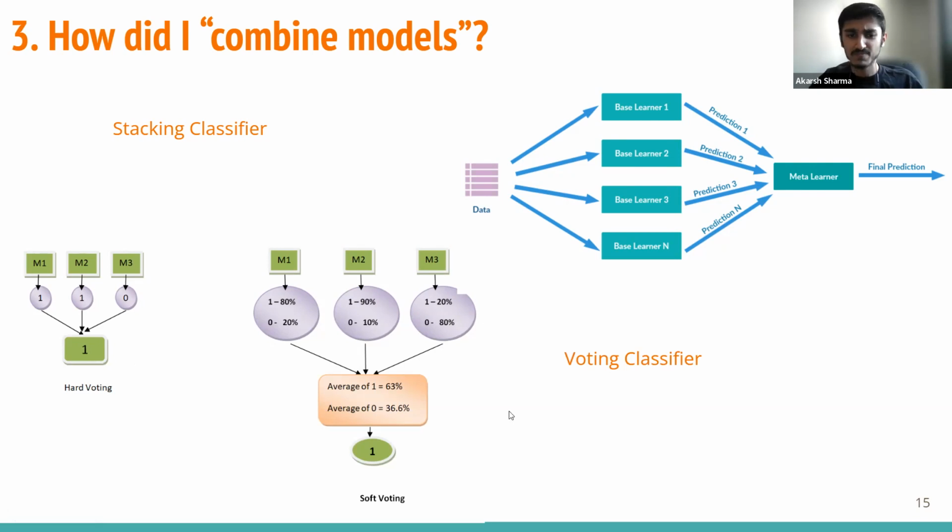Simple idea. As for soft voting, it's similar except it uses percentages instead of just fixed values, because the models can also give the probability of how likely they think the person has an LVO. So say this model is 80% sure that this person probably has an LVO. This one says 90%, 20%. Take the average and then give the decision based on that. So these are two techniques that we use to combine the models.